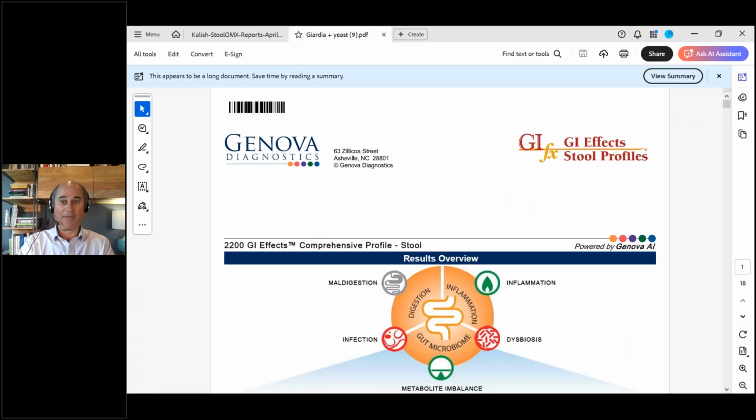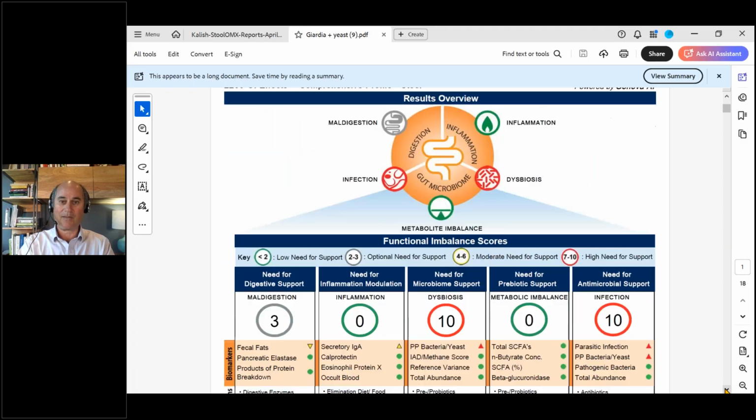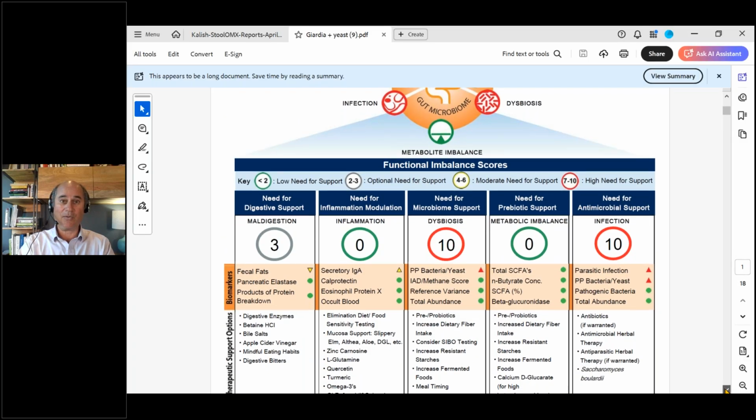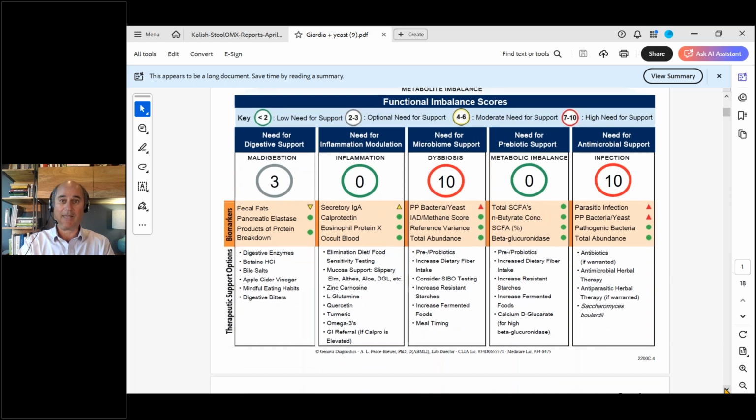All right, let's take a look at a different lab. Here is a GI Effects from Genova. On this one, it's even easier because you just look at the home page here, and they have a section called dysbiosis, and they rate it from 0 to 10. 10 is bad, 10 is as bad as it can get. So again, right off the bat, you don't have to analyze anything. You just see that there's a problem there. And the way that I would break this down with my system, my system is the microbiome, GI organs, and then infections.